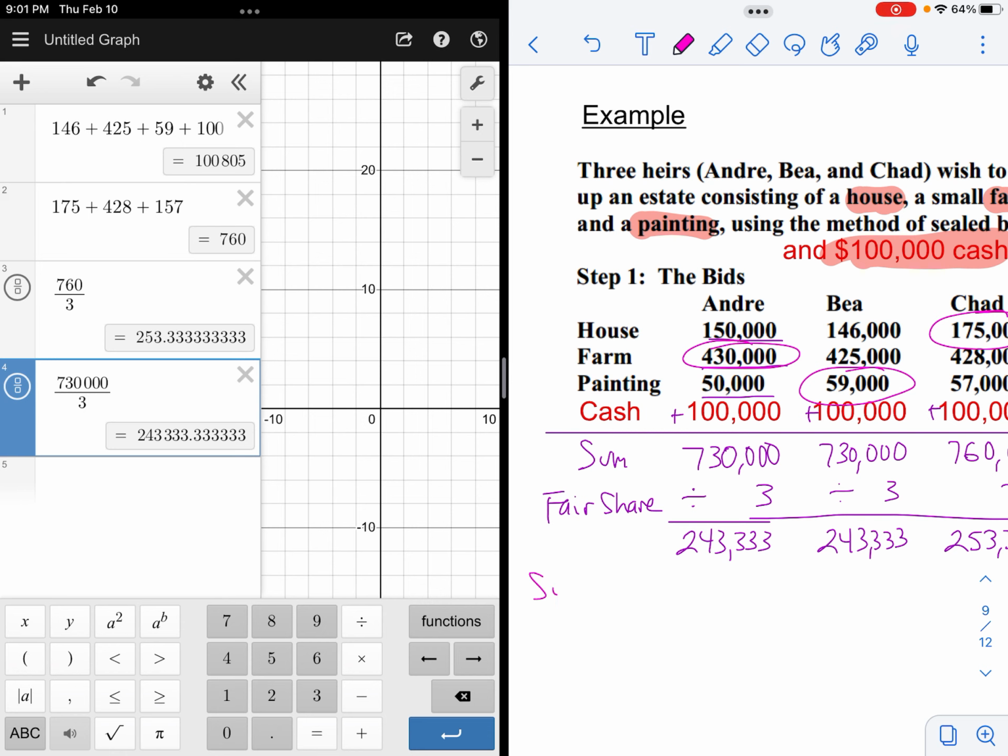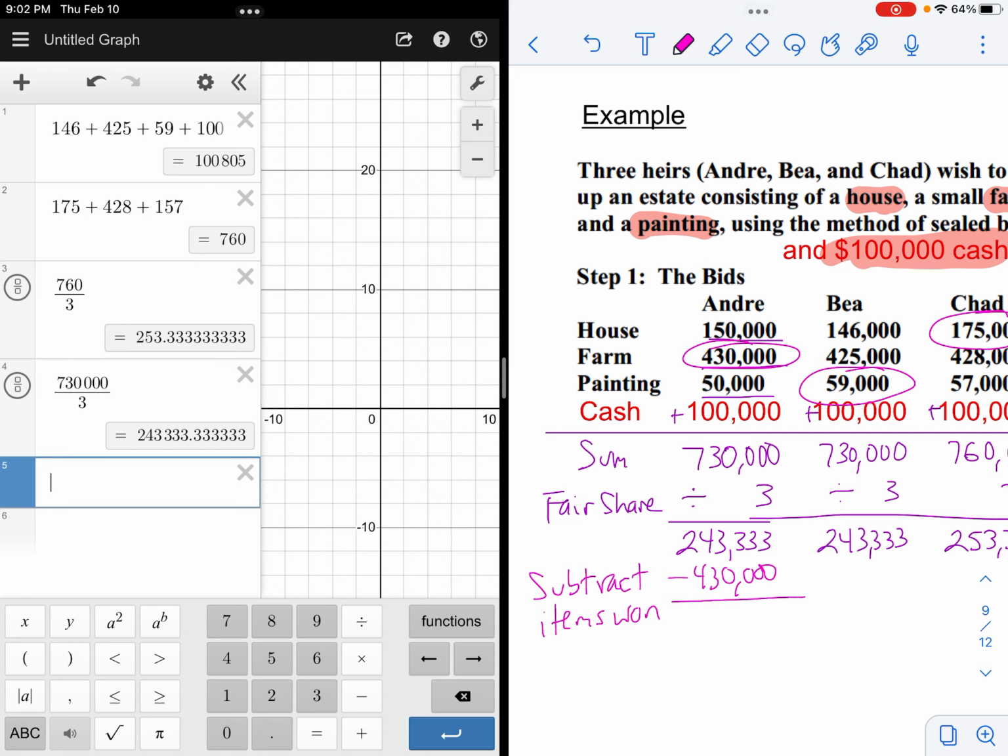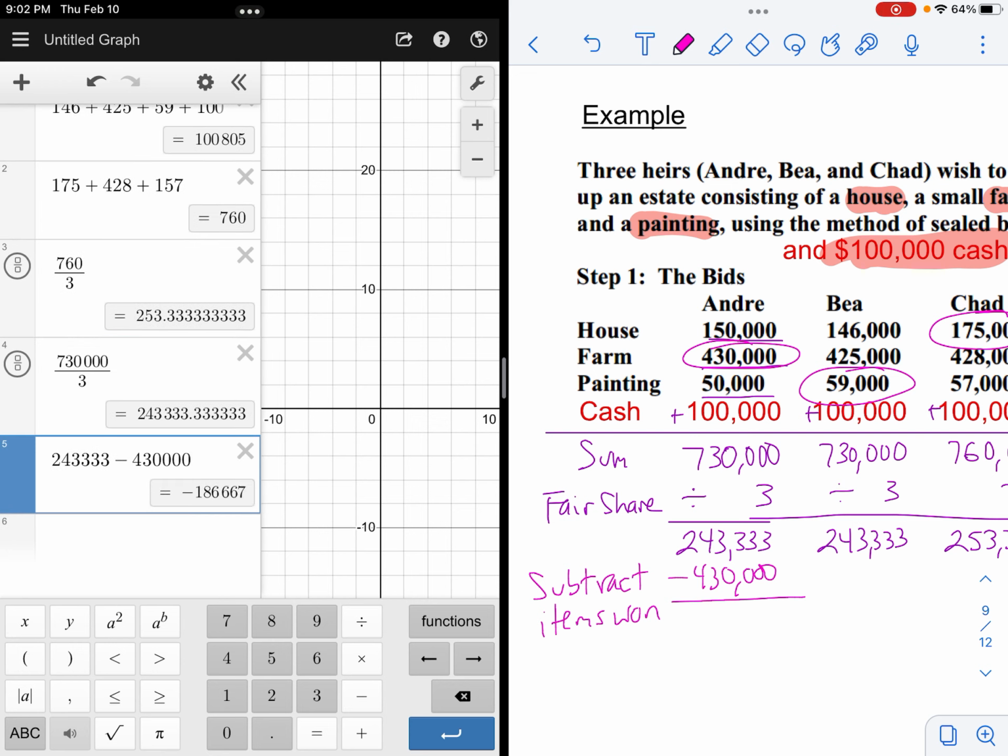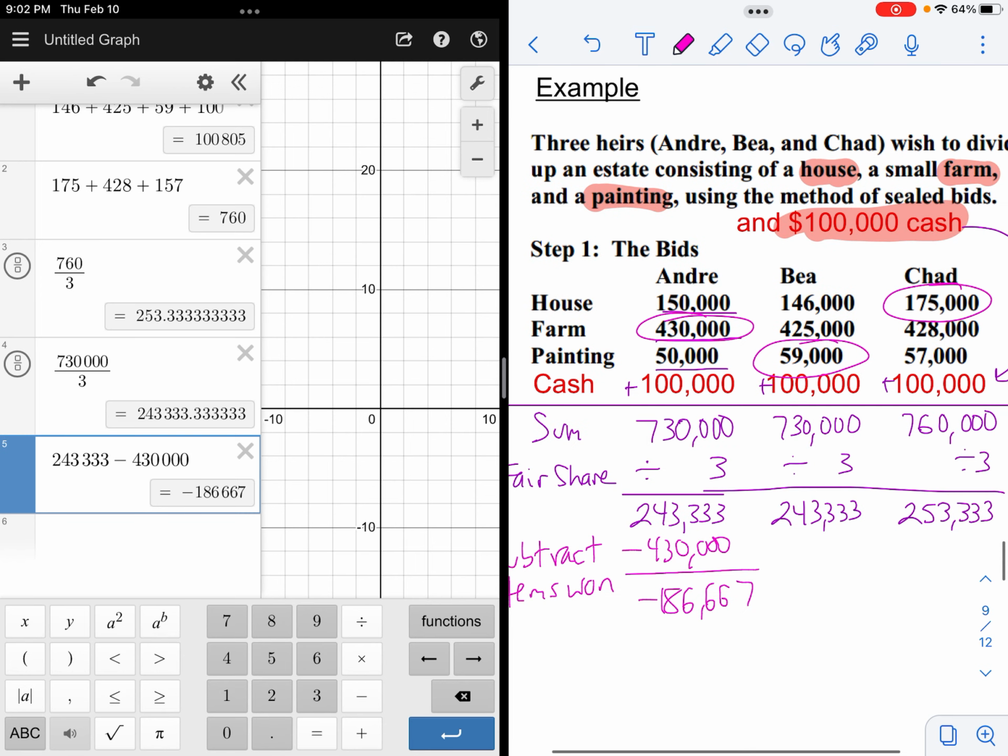We subtract whatever they won. Subtract the items won. So Andre's fair share is 243,000, but he won a farm worth 430,000. So he is going to wind up owing 186,667, because that's not fair. If he's only entitled to 243, but he won something worth 430, then he has to make up the difference, right?